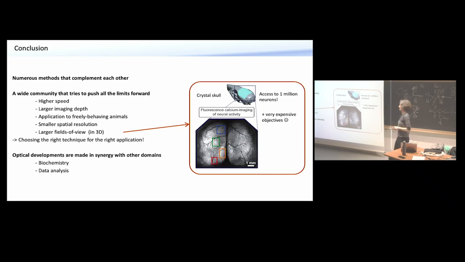But of course, as Alessia said, you need very expensive objectives because you want a wide field of view and a good resolution. So basically, there are a lot of techniques, and the idea is to find the best technique for the application that you want. And I just want to say that all these optical developments, they are made in synergy with other domains. So we saw at the beginning the biochemistry domain to engineer the optogenetic probes. But there is a huge field which is data analysis that I didn't discuss at all. But of course, when you look at your image, you need to analyze them.